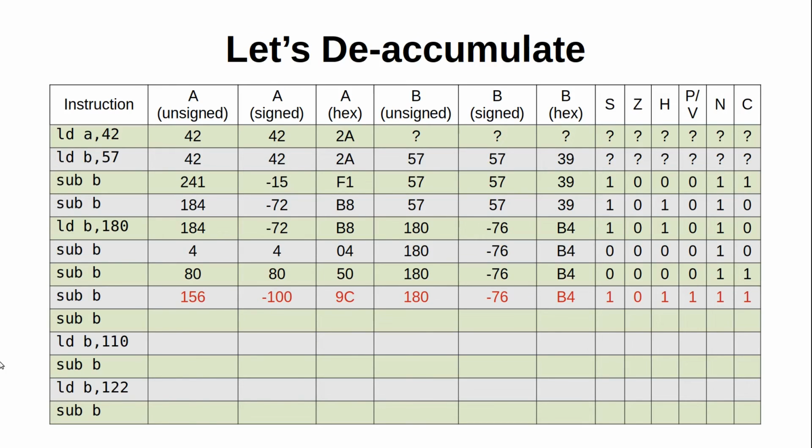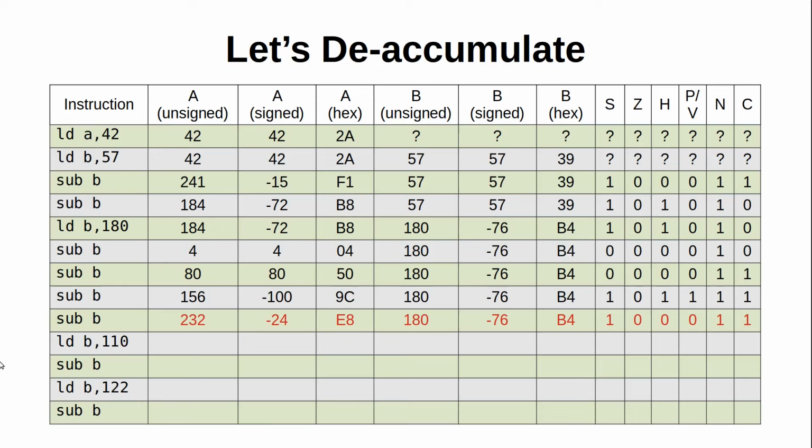Let's subtract one more time. 156 minus 180 is negative 24, and that's our signed value. But that triggers a carry. The signed operation was negative 100 minus negative 76, which also gives us negative 24, so no overflow. But the s-bit is set because it's negative.